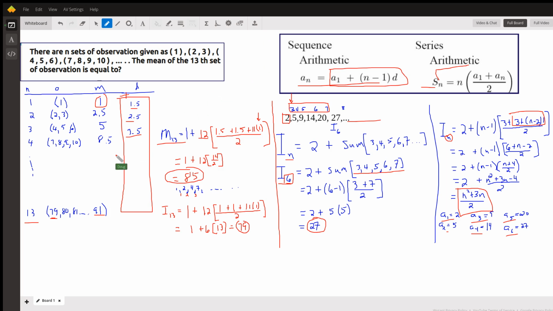Okay. Of course, you could just list all 13 of these all the way down here. That would be brute force. And then add these up and calculate the average. But this gives you a way to do it for more than 13 observations if you wanted to.